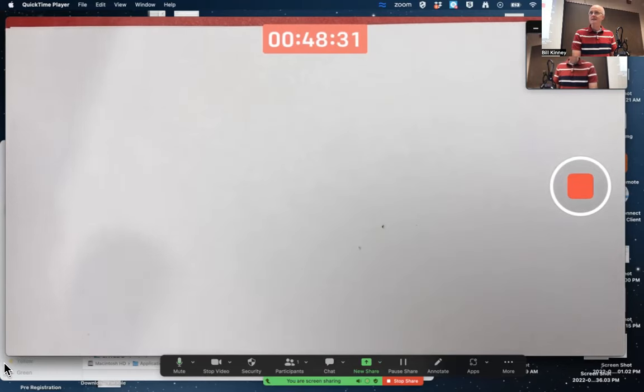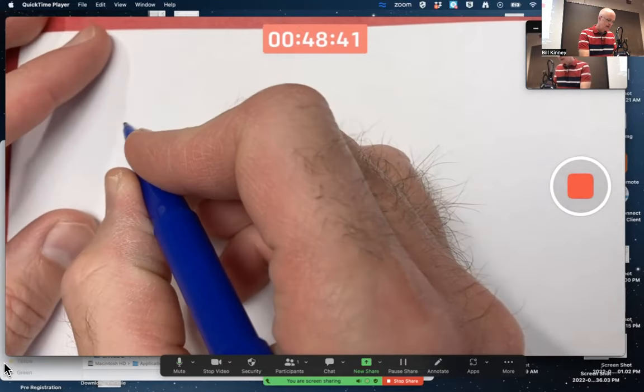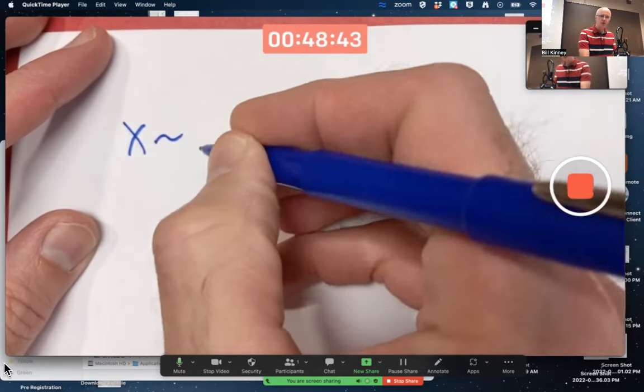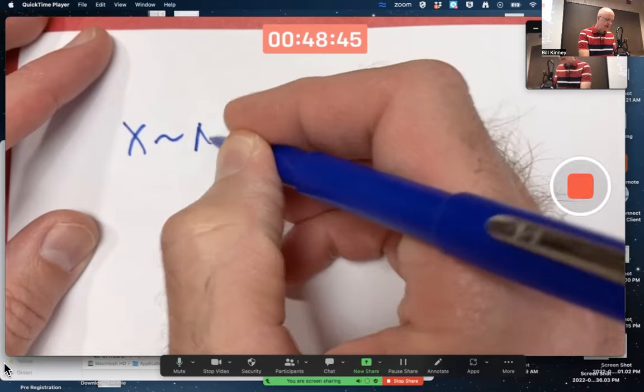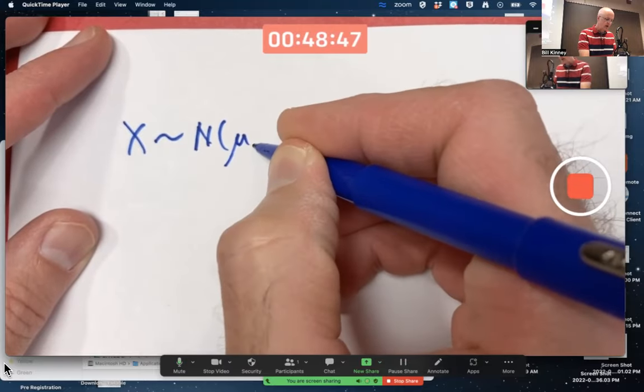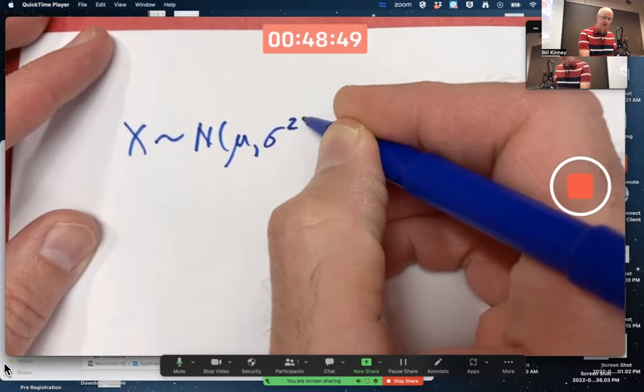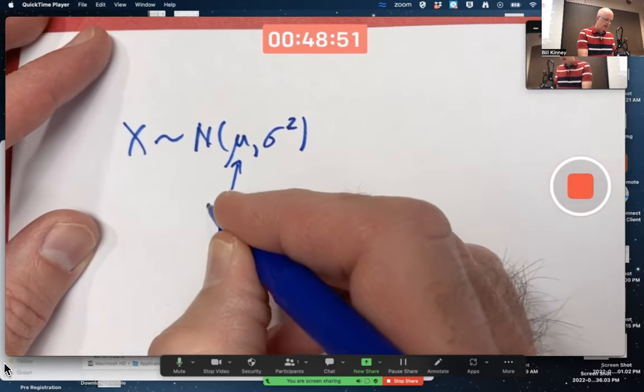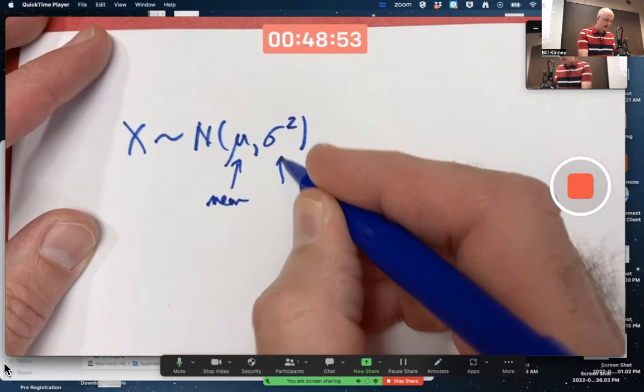All right, for the rest of the class, let's review what we learned about normal distributions before and apply them also to approximating binomial distributions. So this is our notation for saying X is normal with mean mu and variance sigma squared. There's our mean. This is our variance.